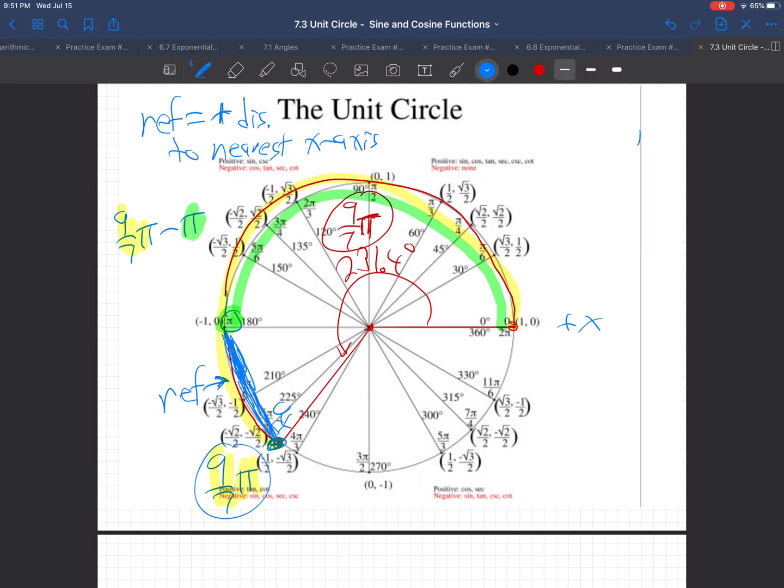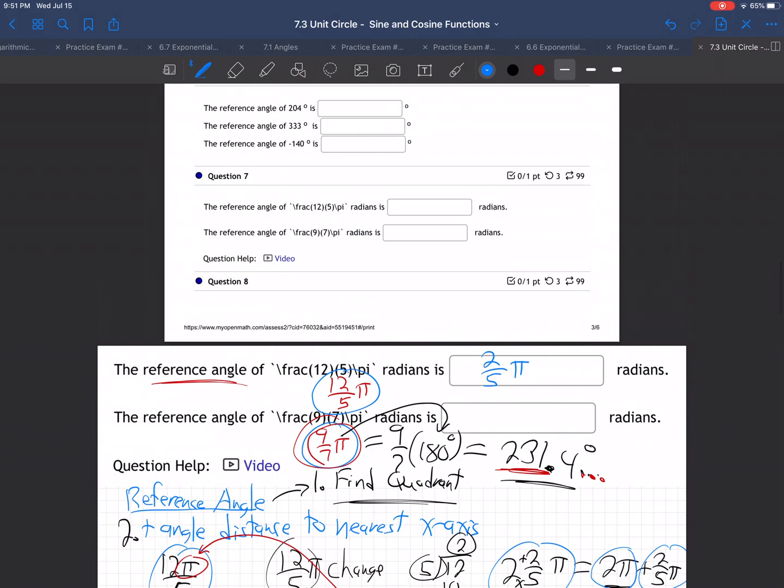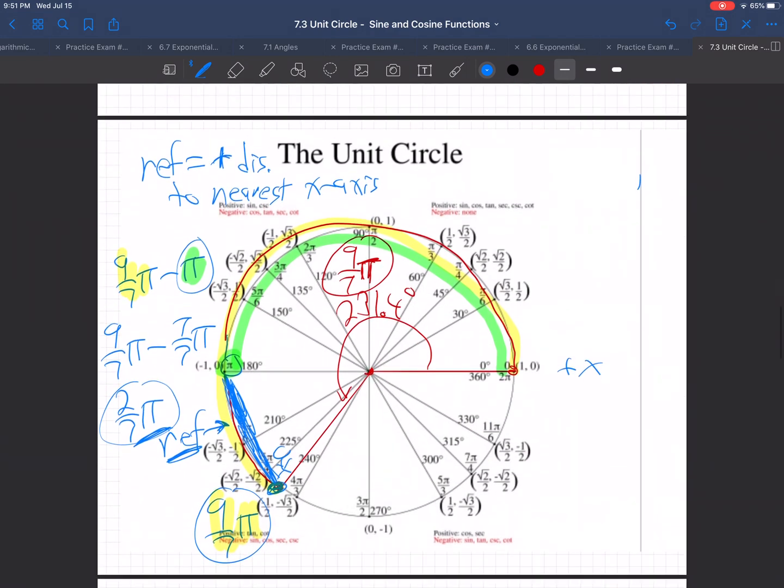So how do we subtract 9/7 pi minus pi? Well, you got to get a common denominator. Make this 7/7 pi, right? Because that's just 1 pi, the same as pi. And now you can subtract them and get 2/7 pi. That must be the reference angle. That must be how far to the nearest x-axis: 2/7 pi. There we go.